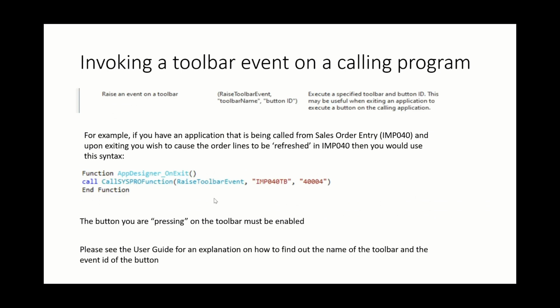It's done by a call out called raise an event on a toolbar. And this is the kind of instruction that you do. So we catch this event as we exit App Designer. So as the form is closing, it will say, ah, I need to raise a toolbar event. We need the toolbar name and we need the toolbar button ID. Now, in effect, what you're doing is the equivalent of pressing the button on the toolbar. And obviously to do that, the button must be enabled. So just be aware of that.